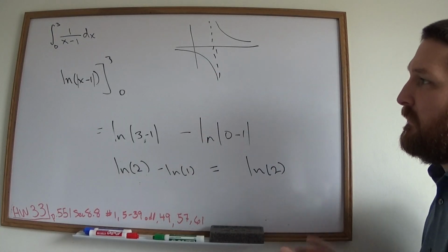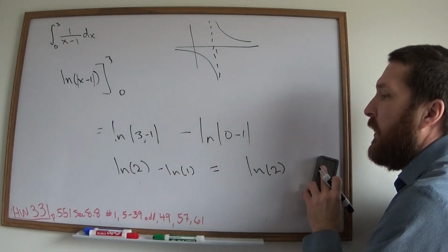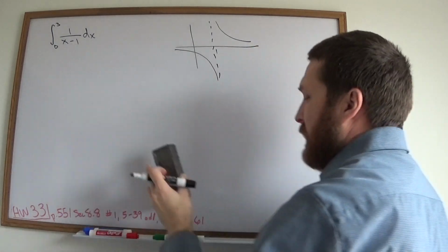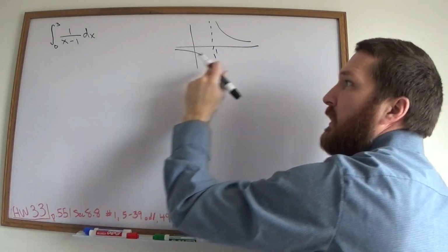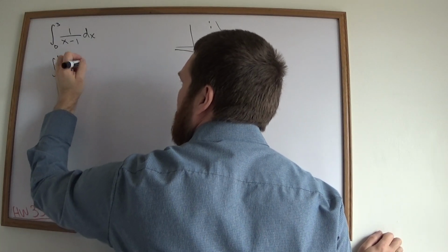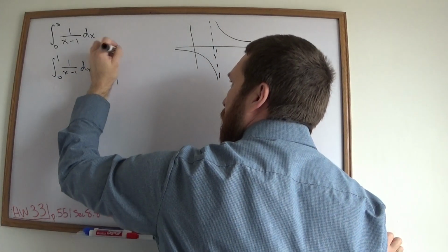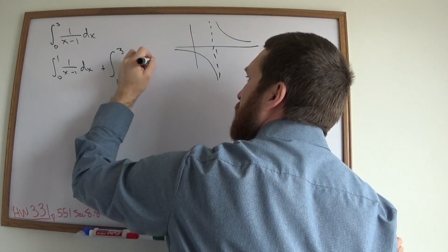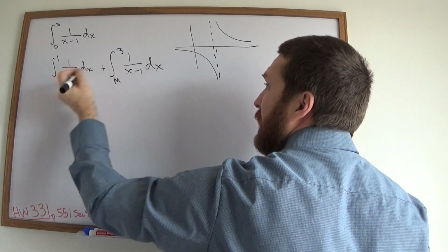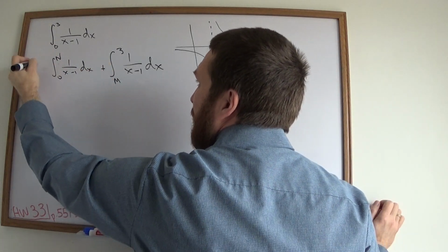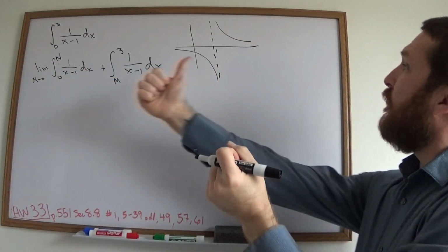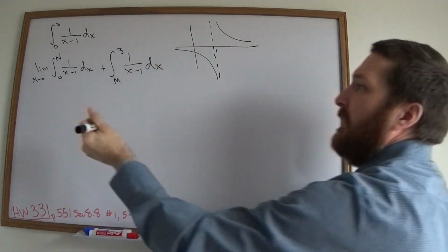We have to take into account where this thing blows up, and we know it blows up at 1. So we're going to integrate from 0 to 1 of 1 over x minus 1 dx, and then from 1 up to 3 of 1 over x minus 1 dx. We have a problem here, so I'm going to go to m here, and to n here, and take the limit as n goes to 1 from the left.